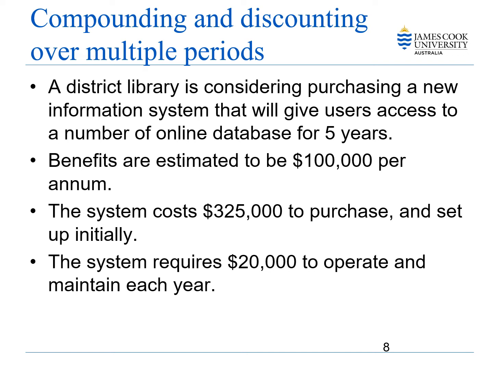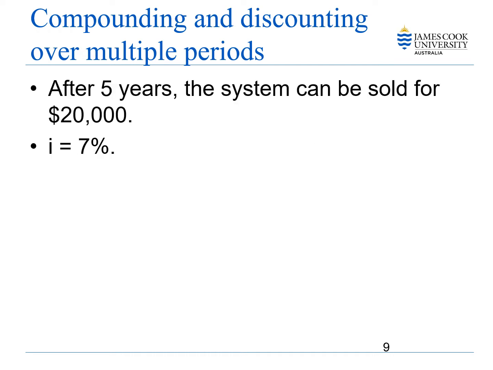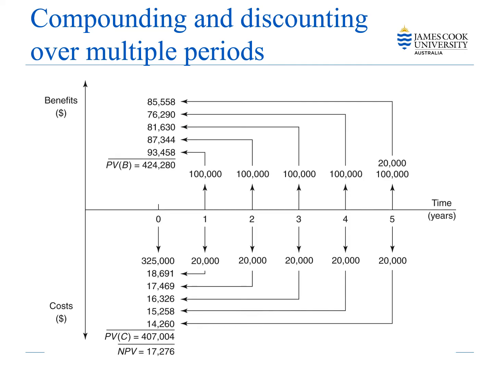Okay, we want to compute the present value of the NPV of this project. So after 5 years, the system can be sold for $20,000. So this is scrap value of the system. Discount rate is 7%. Okay, let's put all the cash flows into the timeline like this. So 0, 1, 2, 3, 4, 5.